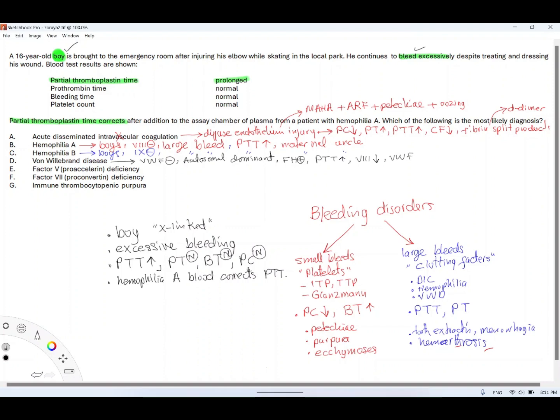VWF levels also decrease, so look for these. But in addition to that, symptomatically it'll be small plus large bleeds, which means you'll be expecting a bruising-like rash plus bleeding.